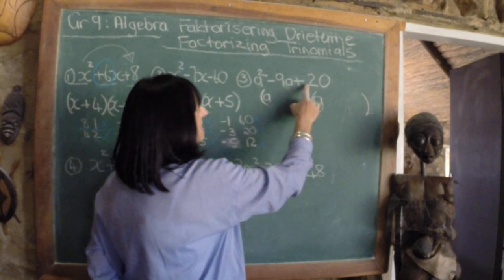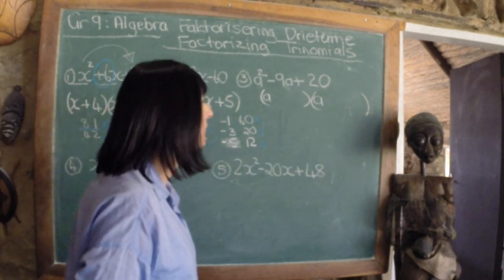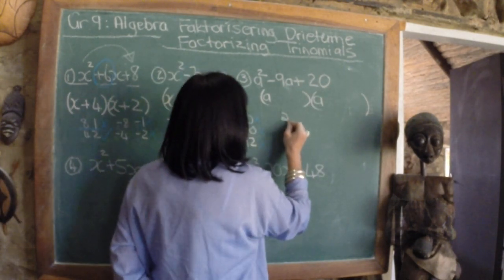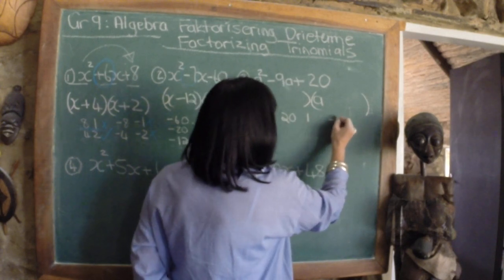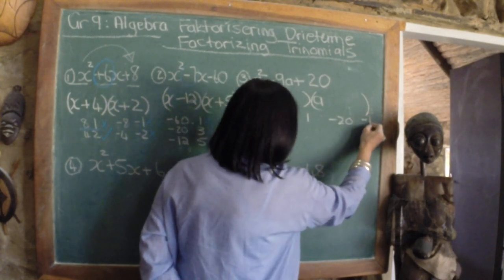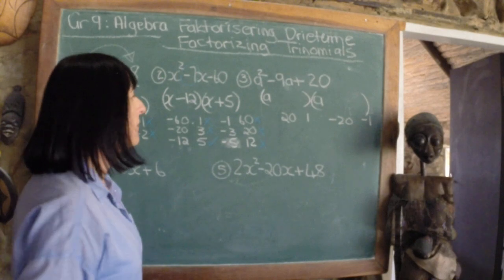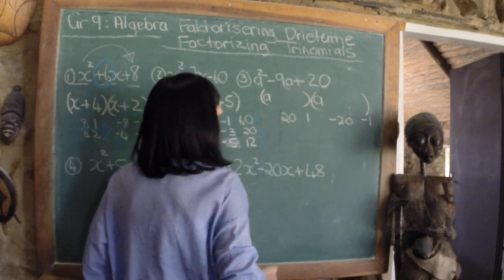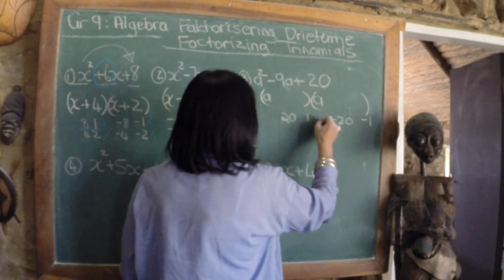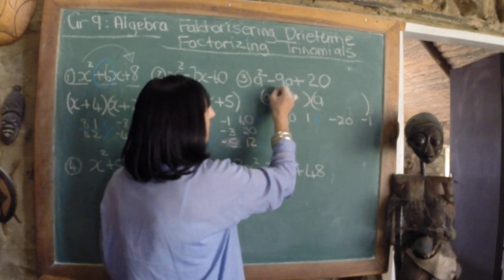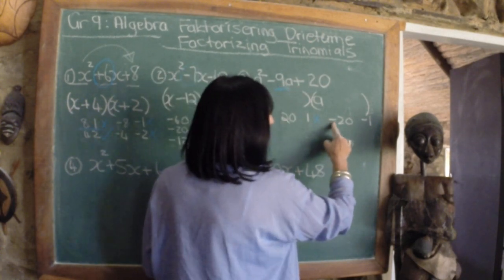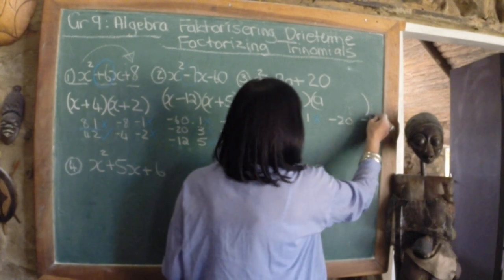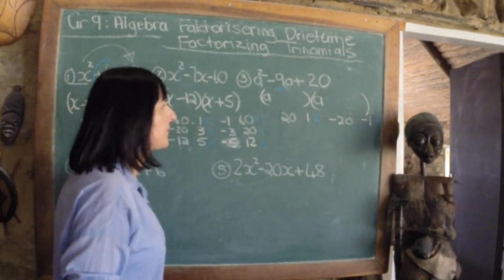Now I've got plus 20. Faktore van 20 kan wees 20 en 1 of minus 20 en minus 1 because I need a plus. But if I add this, it's going to give me 21. Not going to work because I need minus 9. This gives me minus 21. Not going to work. Next factors.